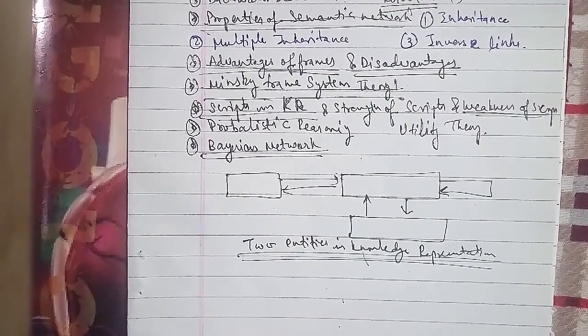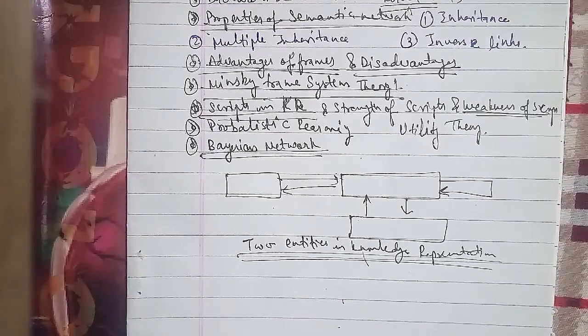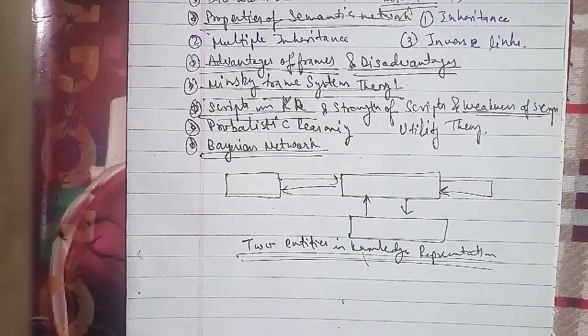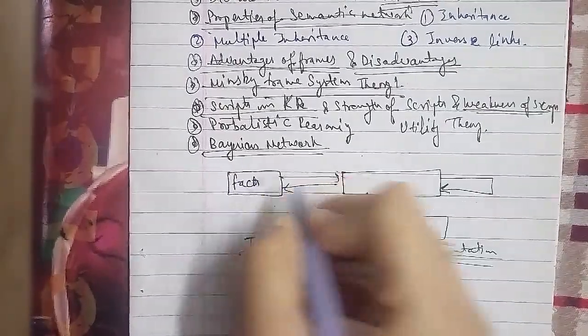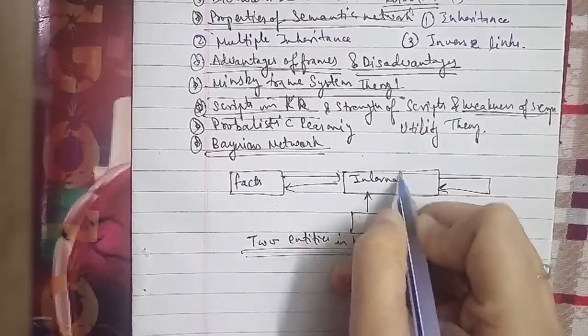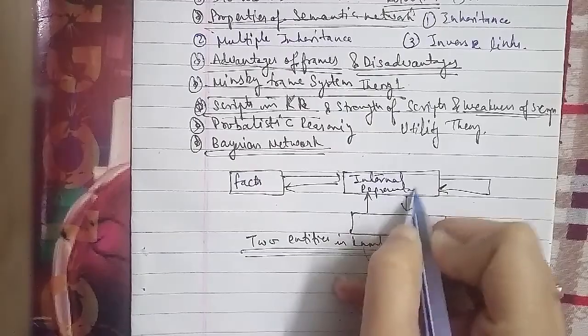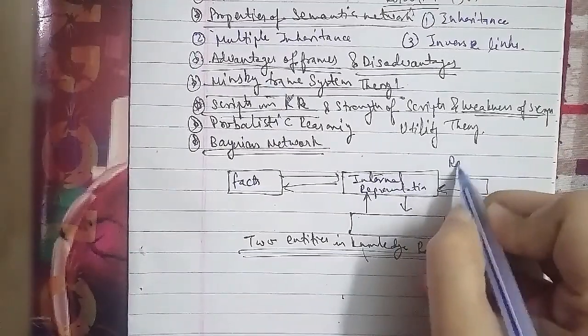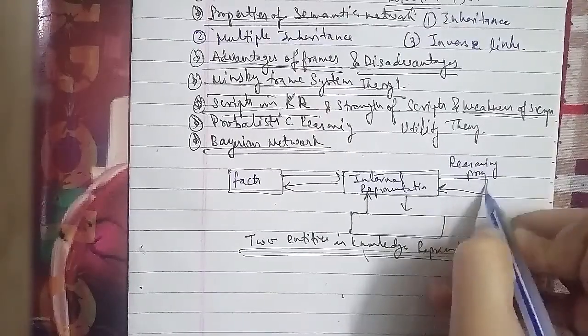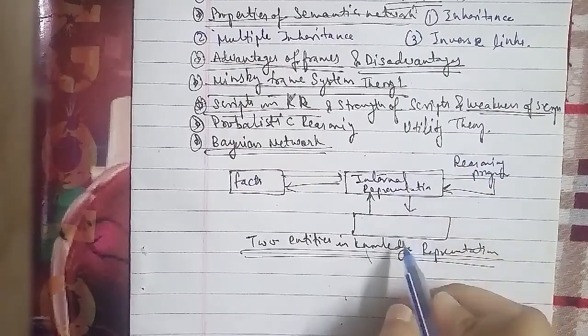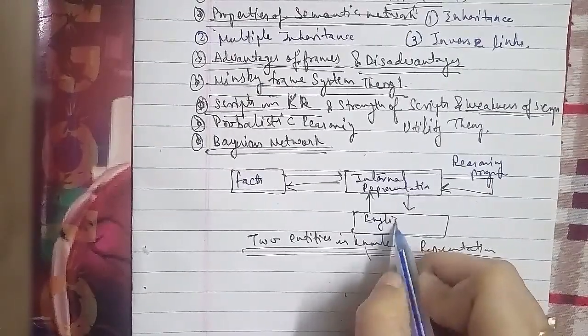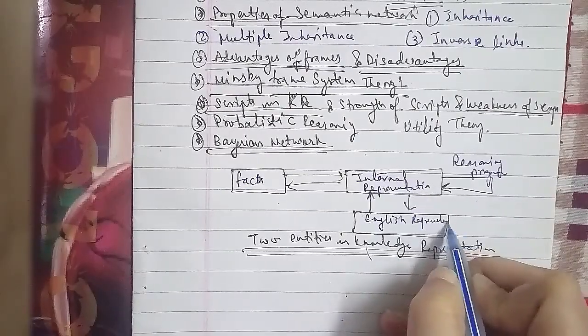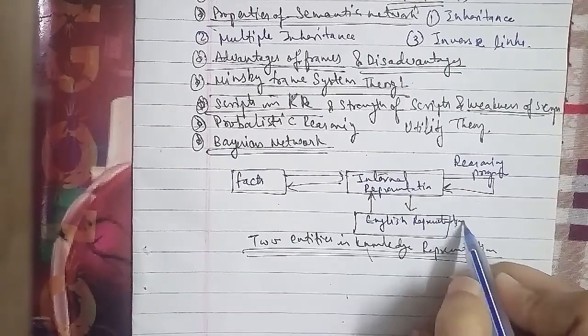So these are your facts. Facts go to the internal representation, and that goes back to your reasoning program. From internal representation, it will go to the English representation. From internal representation to English representation is your English generation. And from English representation to internal representation is your English understanding. These were the two entities in the knowledge representation here.